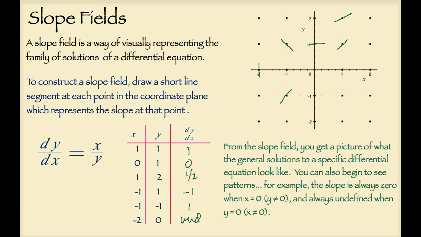From the slope field, you get a picture of what the general solutions to a specific differential equation look like. You can also begin to see patterns. For example, the slope is always 0 when x equals 0, as long as y is not 0. So all along here, we would have 0 slopes. And it's always undefined when y is equal to 0, as long as x is not equal to 0. So that means we'd have undefined slopes all along here.